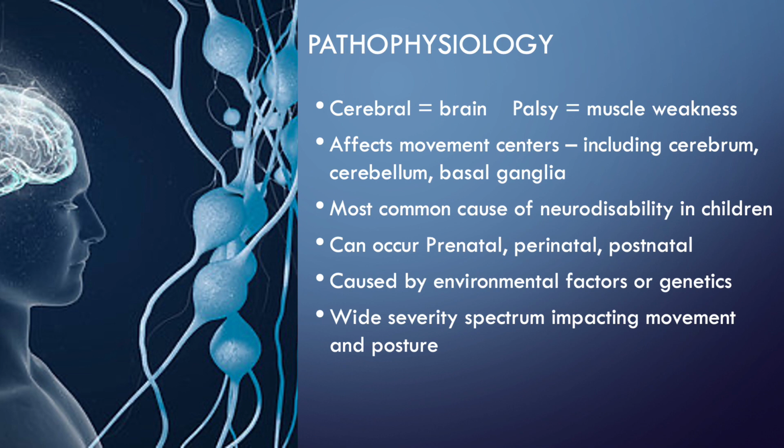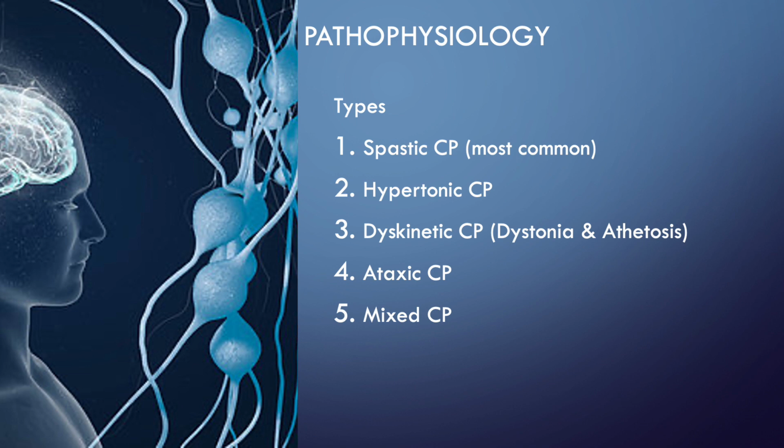This condition is the most common cause of neurodisability and can occur during prenatal, perinatal, or postnatal development. The causes are usually either environmental, referring to oxygen deprivation, trauma, or infection, or can be a mutant gene being passed on affecting the brain. The condition, however, will always impact a person's movement and posture. There are 5 main types of CP.